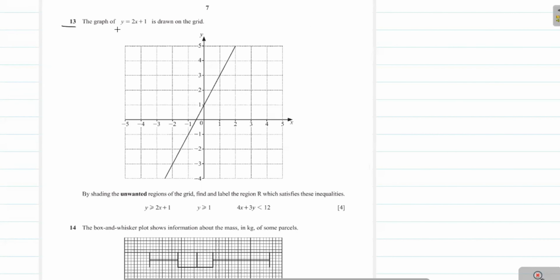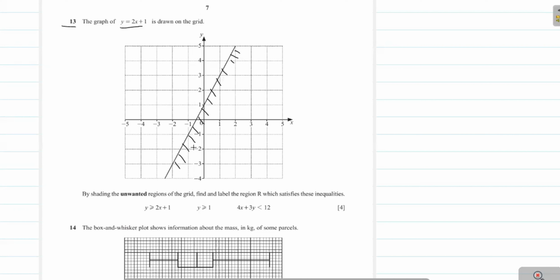Question 13. The graph of y equal to 2x plus 1 is drawn on the grid. By shading the unwanted regions of the grid, find and label the region R which satisfies the inequalities. You see here, this is the first equation, y equal to 2x plus 1, already drawn here. Now we have to see the region y is greater than 2x plus 1. Therefore, this region is the upward region. The unwanted region will be downward. We will shade this region firstly.